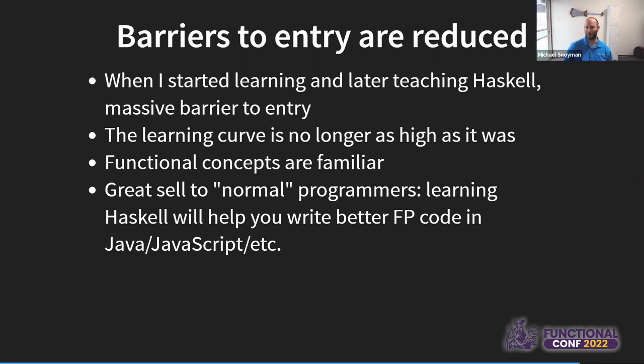And CGI, for those who are wondering, it's nothing to do with images. CGI is the common gateway interface. And it was the way that old web applications were written and tied into web servers like Apache. So back when I got started, I remember reading the documentation on the CGI package, and it used monads, and I had no idea what a monad was. And I bashed my head against a brick wall for a while.